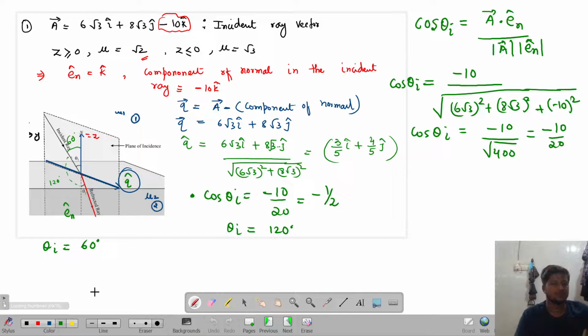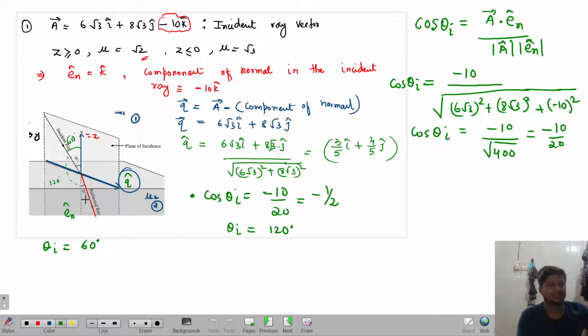So now look over here. The angle of incidence made with the positive direction of the normal is going to be how much? 60 degrees. So now, Gagan, tell me. Huh, normal vector, yes.